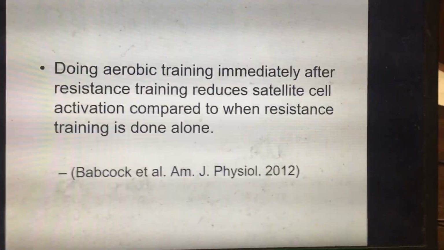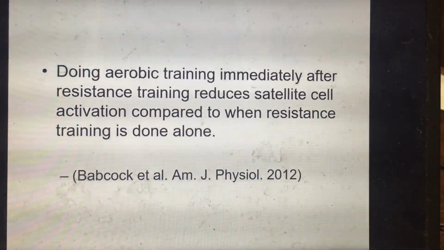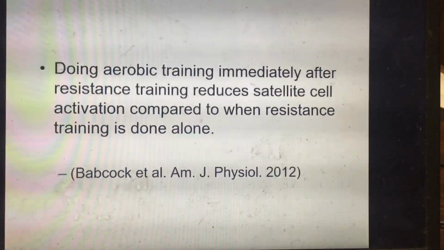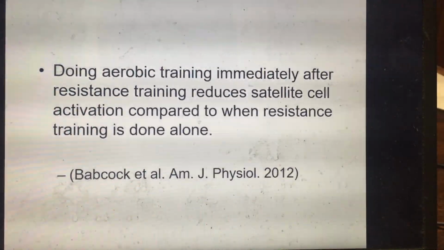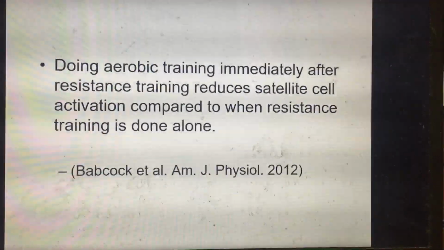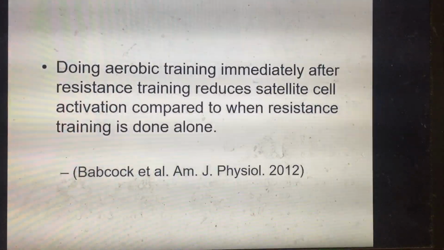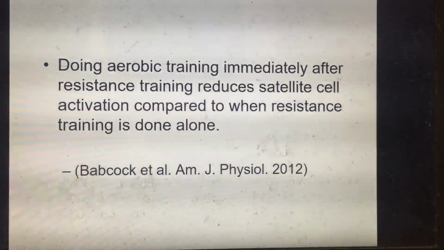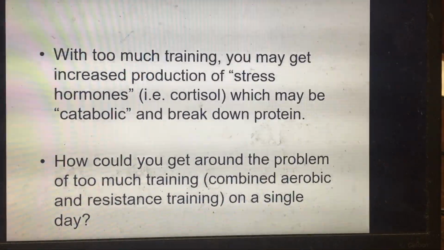So this is a study where it was shown that doing aerobic training immediately after resistance training reduced the satellite cell activation compared to when doing resistance training alone. So in this case, it's physiological evidence for aerobic training interfering with your strength training adaptations.